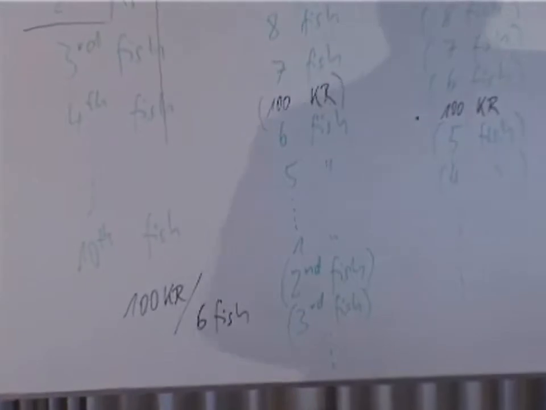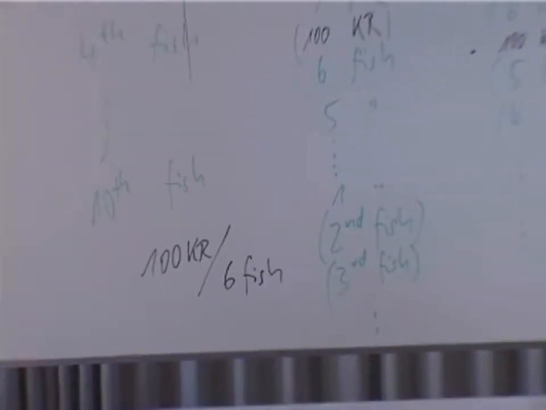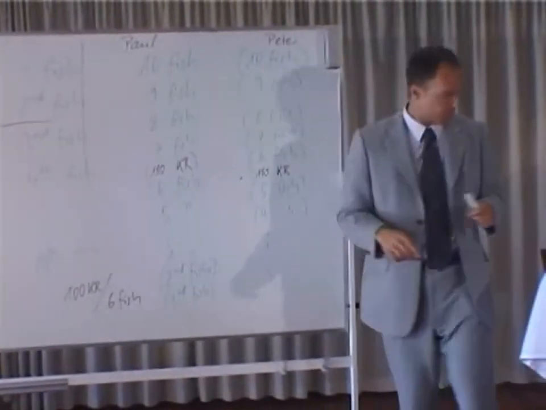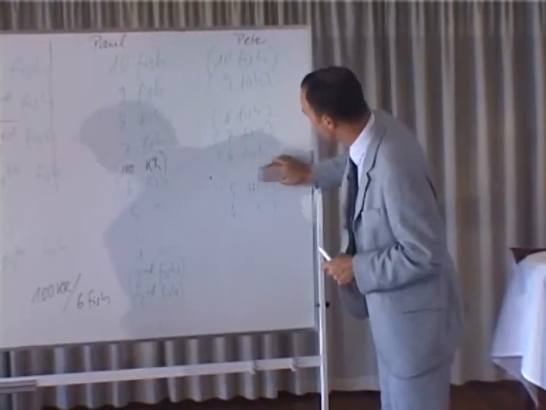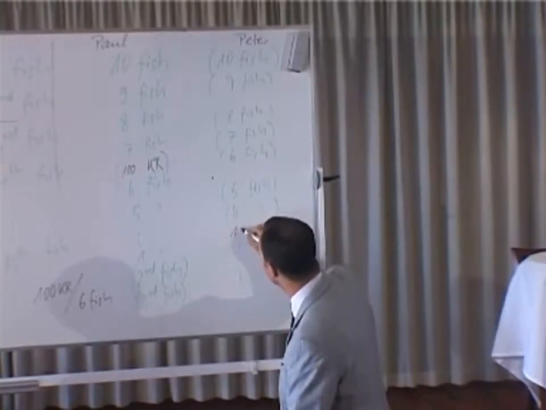Okay. Now we can construe other examples that might be empirically also relevant in other cases. For example, Peter's value scale might be such that the 100 coronas rank here.